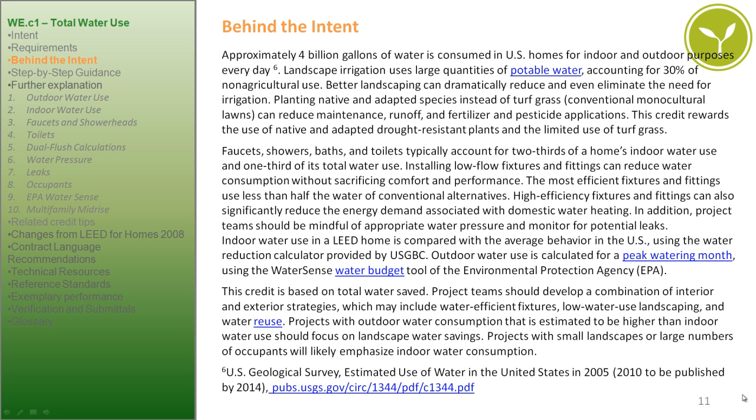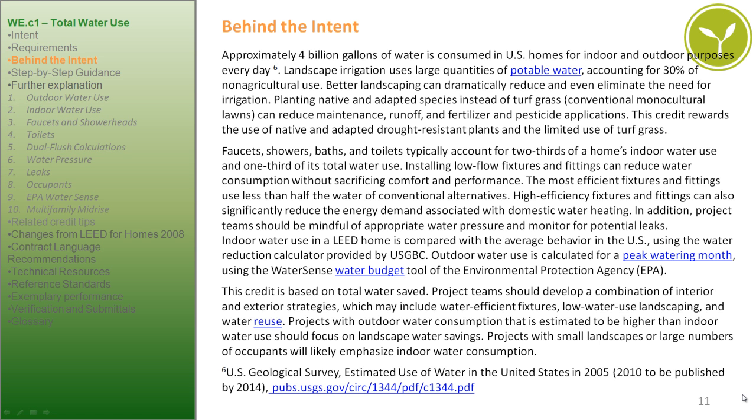Indoor water use in a LEED home is compared with the average behavior in the U.S. using the water reduction calculator provided by USGBC. Outdoor water use is calculated for a peak watering month using the WaterSense water budget tool of the Environmental Protection Agency, or EPA. This credit is based on total water saved. Project teams should develop a combination of interior and exterior strategies, which may include water-efficient fixtures, low water use landscaping, and water reuse.